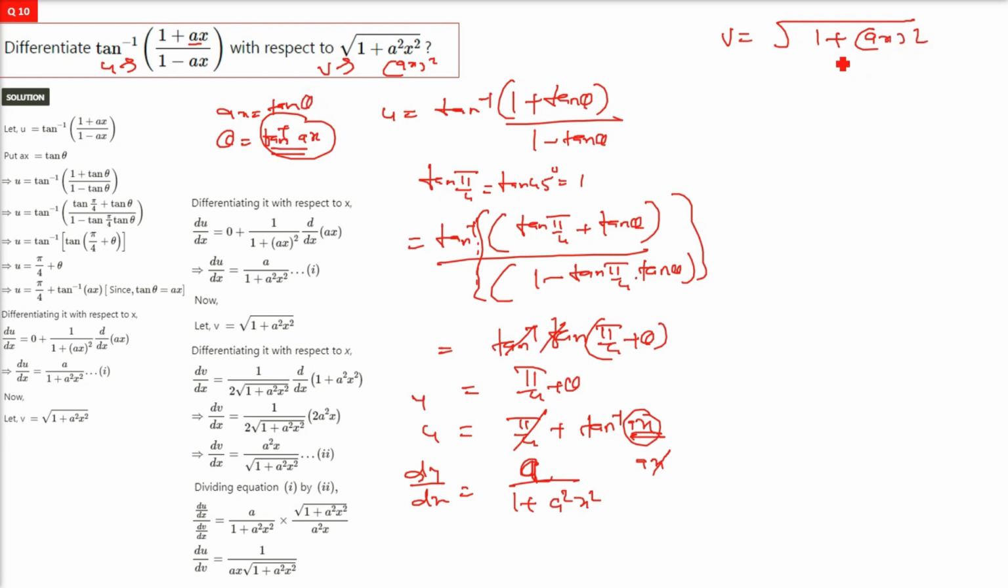So if you want to put ax as something, you can always put ax as tan theta. 1 plus tan square theta is equal to sec square theta, under root sec square theta is sec theta. You can differentiate sec theta, you know already how to do that.